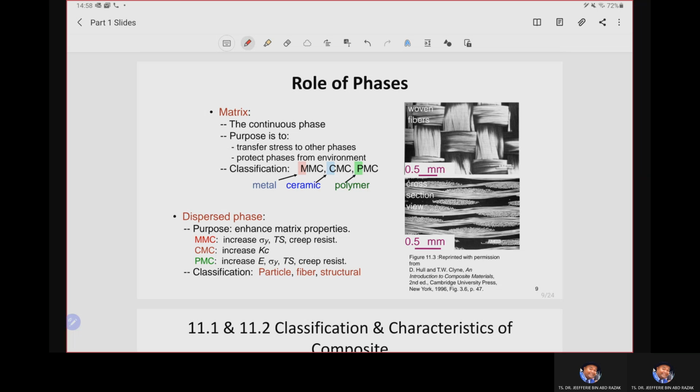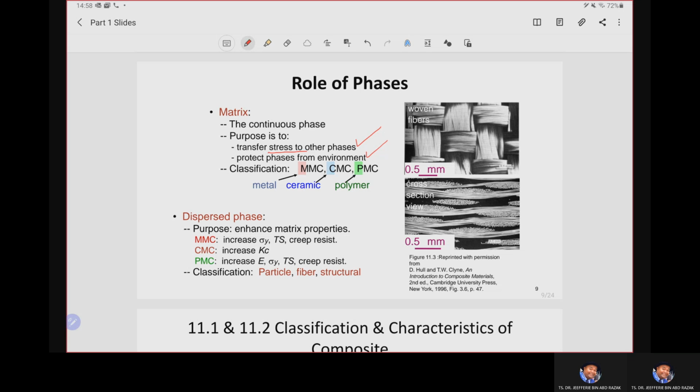Always bear in mind these three important engineering materials. So in a composite, the matrix phase plays the role of binding the dispersed phase together. This is the function of the matrix, to bind the dispersed phase together. It also protects the phases from the environment, and most important, it distributes the load or transfers the stress to the dispersed phase during the loading.